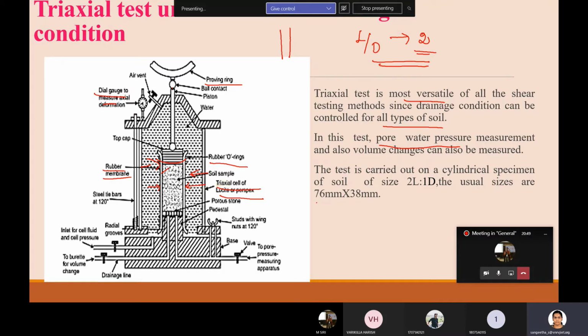And I told you, right, the test is carried out on a cylindrical specimen which has an L by D ratio of 2 and the usual size of the sample is 36 mm into 38 mm. You might have conducted the UCS test during your laboratory session. Same size of sample will be prepared for the triaxial test also, right?